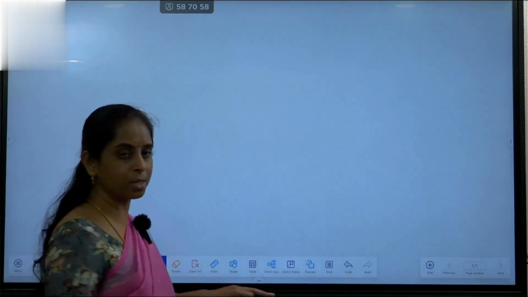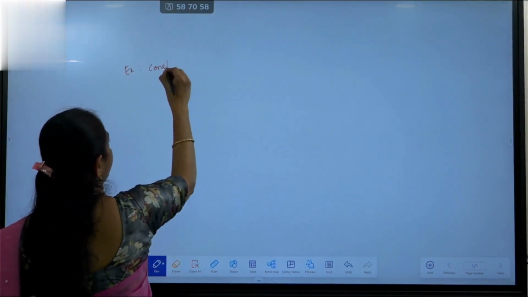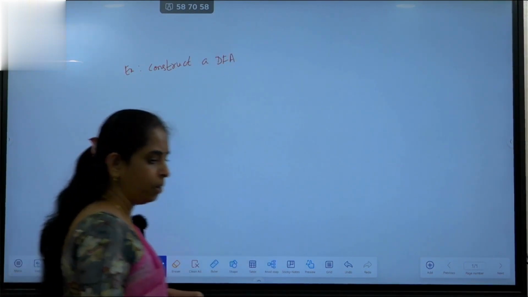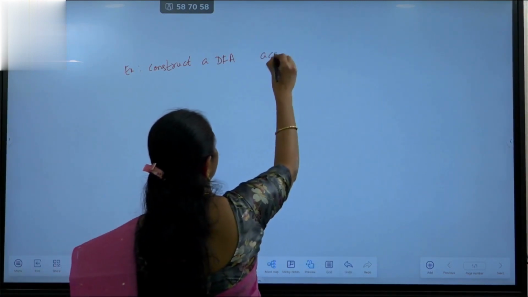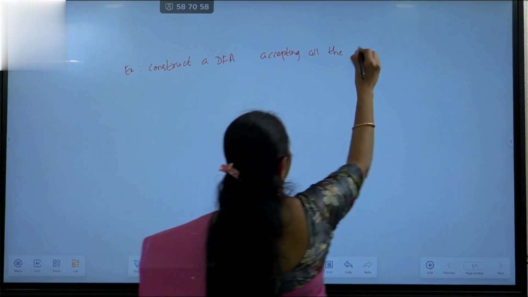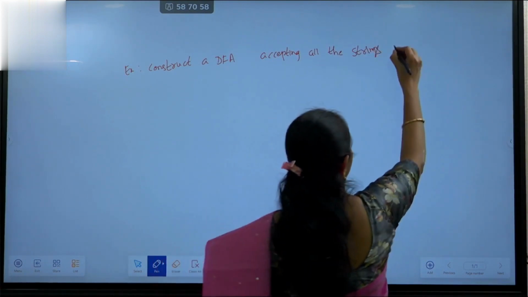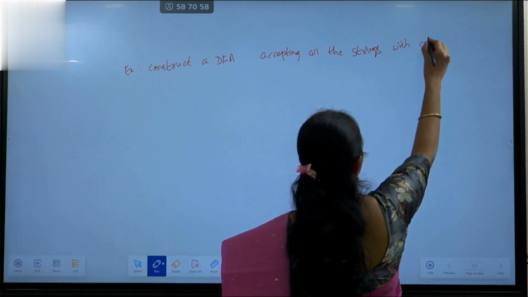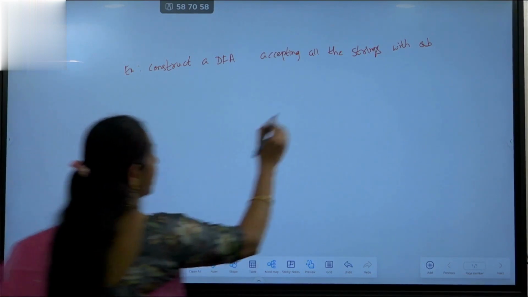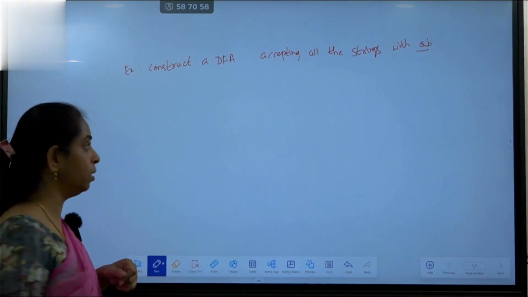So we will see one more example. Construct a DFA accepting all the strings with AB. So the given question is accepting all the strings with the AB. That's all. Not start with AB, not end with the AB. So there is no more condition.